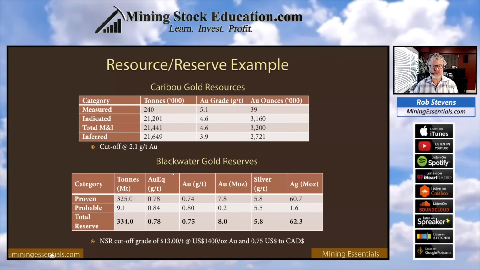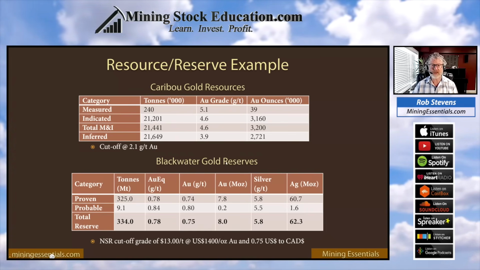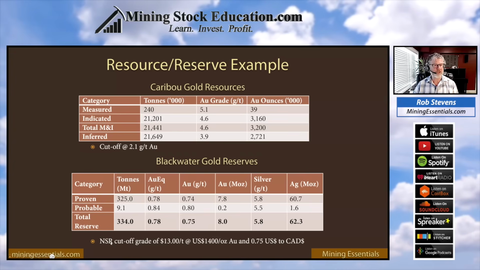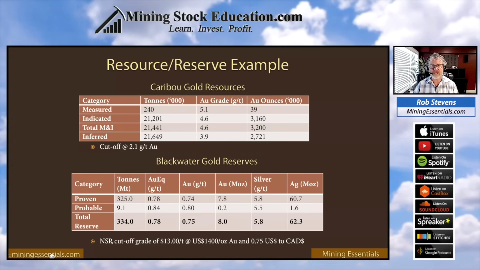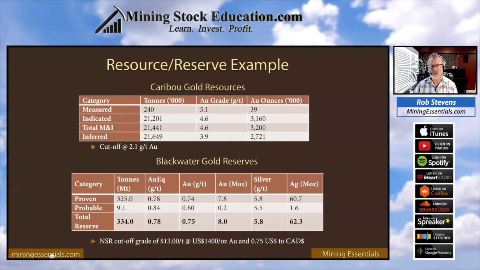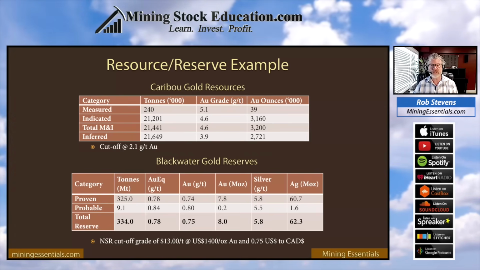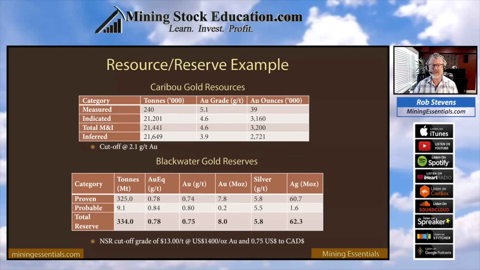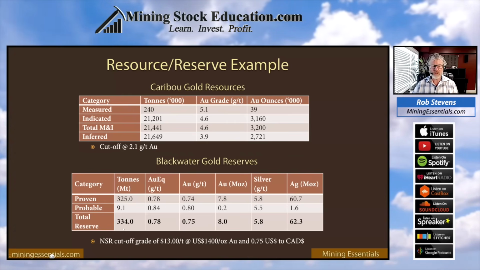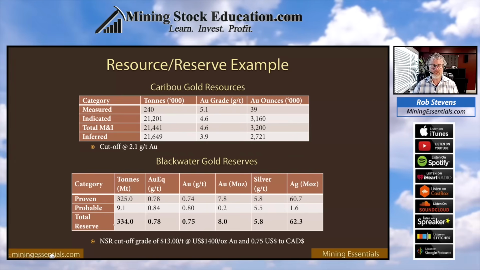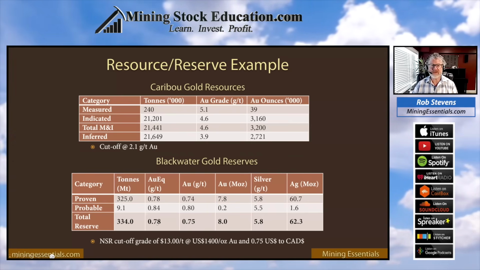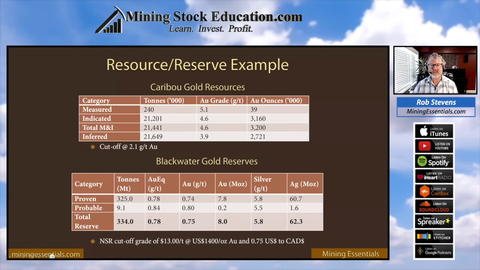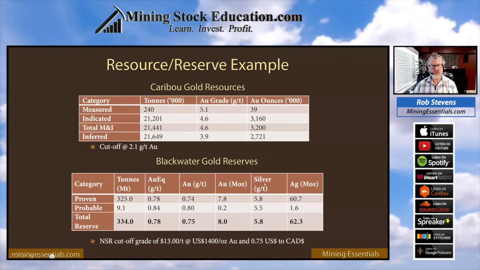In the bottom chart here, this is the Blackwater deposit. This is reserves now. And you can see in this case, instead of the grade, they've used an NSR cutoff. So in this case, it's an NSR cutoff of $13 per ton. Basically saying that's what it is going to cost to extract the gold out of a ton of rock, $13. And then if we look at the total reserve, what we're looking at is 334 million tons at 0.78 grams per ton gold equivalent. So what the gold equivalent in this case means is that there is some gold and some silver in the deposit.